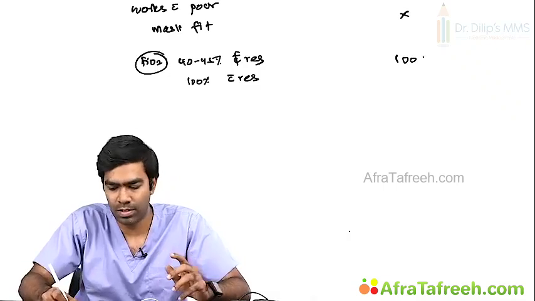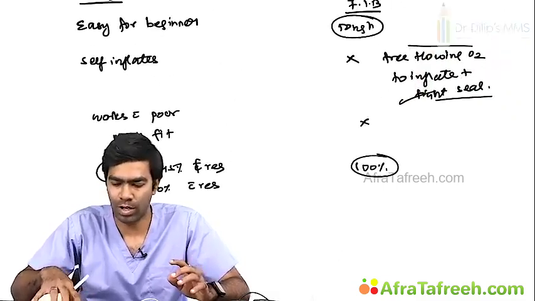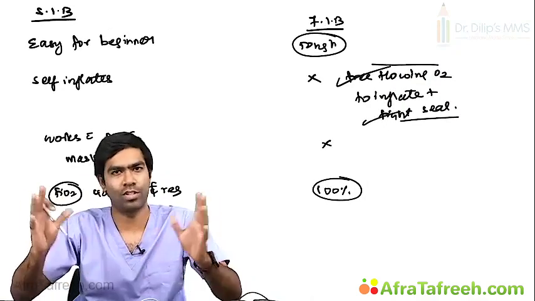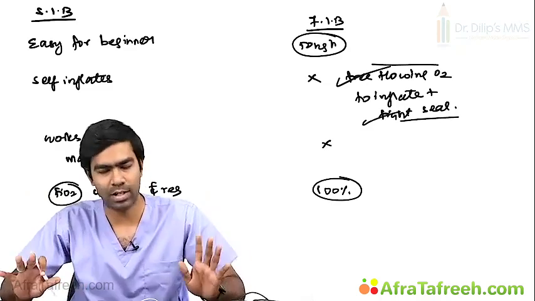Here it is always 100%, because you can work only with oxygen. There is no room air here. Only free flowing oxygen can inflate the bag. That's it. So it's always 100% FiO2. There's no doubt about that. That's one big advantage of flow inflating bags.